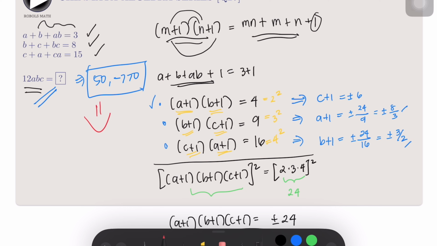So again, the most important trick here is to rewrite each equation in terms of this product here. Everything else should follow.